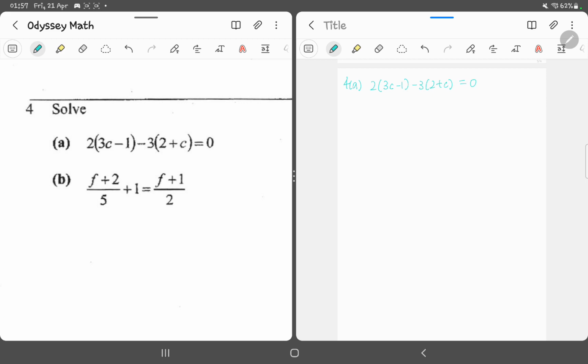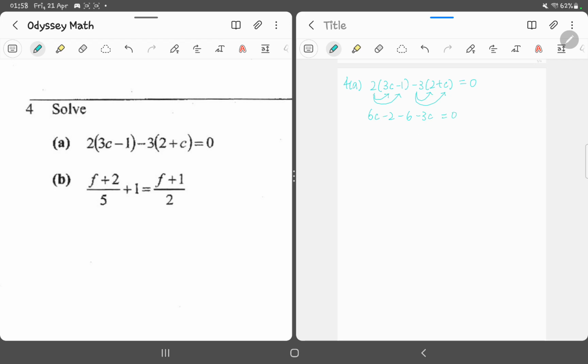So let's do it slowly. We have 2 times 3C, right? So 2 times 3 is 6, and then I write down the C, and 2 times minus 1 is minus 2, okay? And here we have minus 3 times 2 is minus 6, and minus 3 times C is actually minus 3C, okay? So this equals 0.